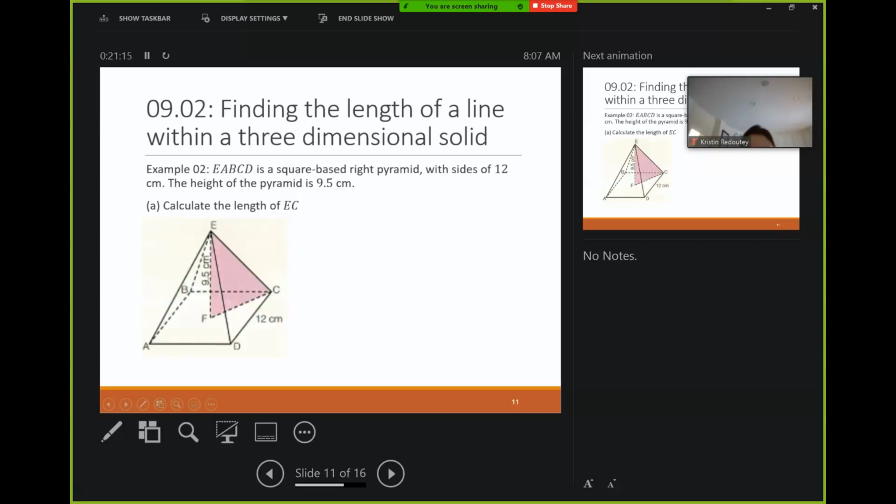So just like before, we'll start by drawing ourselves a picture and labeling our information. When we name a pyramid with just 5 letters like this, typically the first letter is the apex of the pyramid. That's the convention that we use when naming a figure like that.